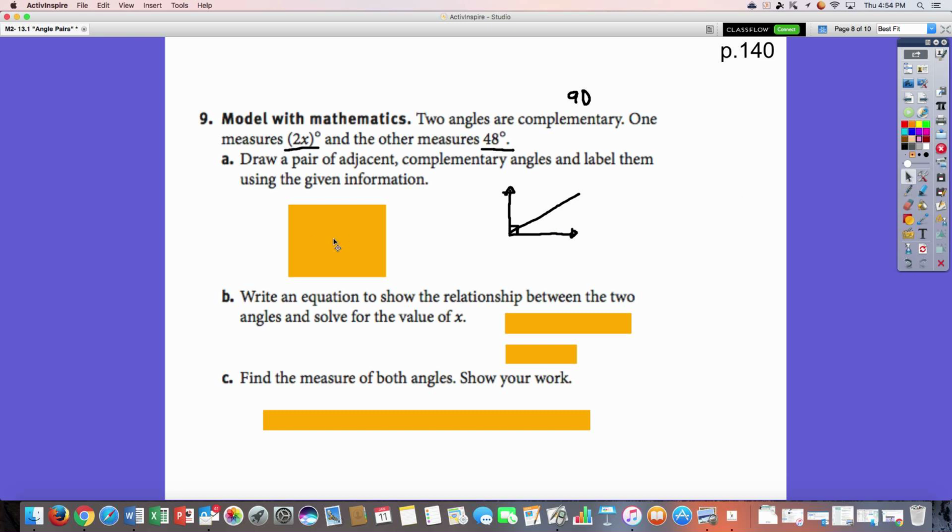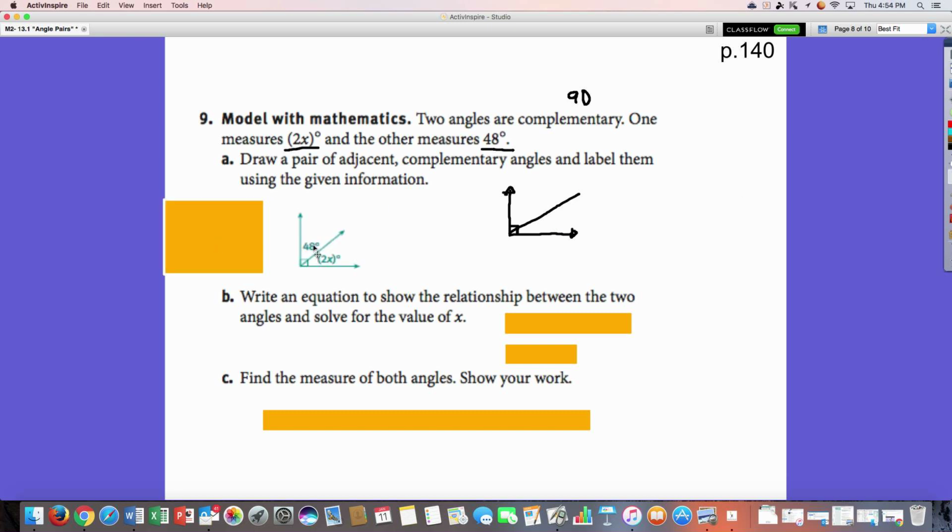So if you did that correctly, one of the angles is 48. They tell us that, right? And the other angle, we don't know what that is, but it's 2x. But we do know that this angle, 2x, and this angle, 48, equal what? 90. So let's write an equation. An equation means equal sign. So we got to write an equation to show the relationship between the two angles. And then you got to solve for that.